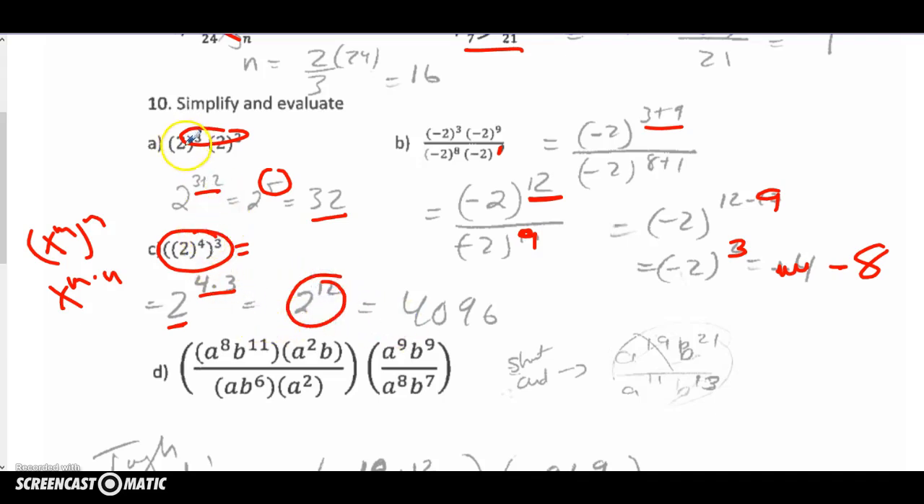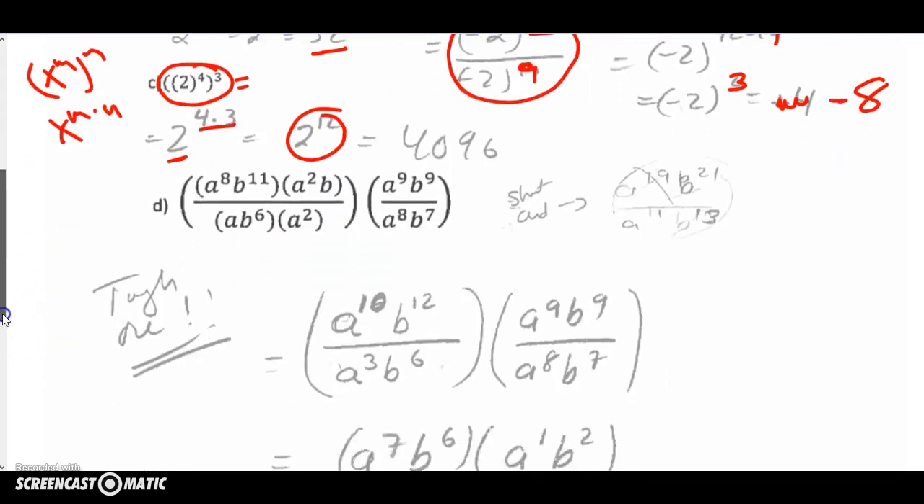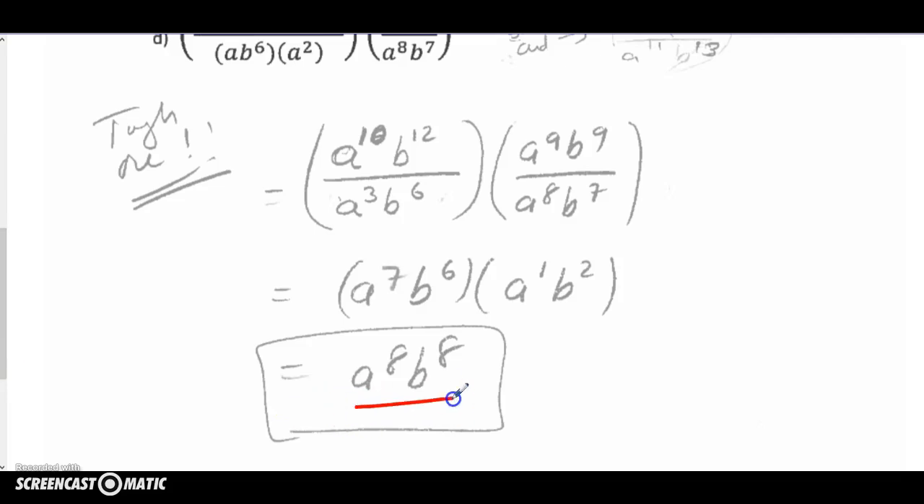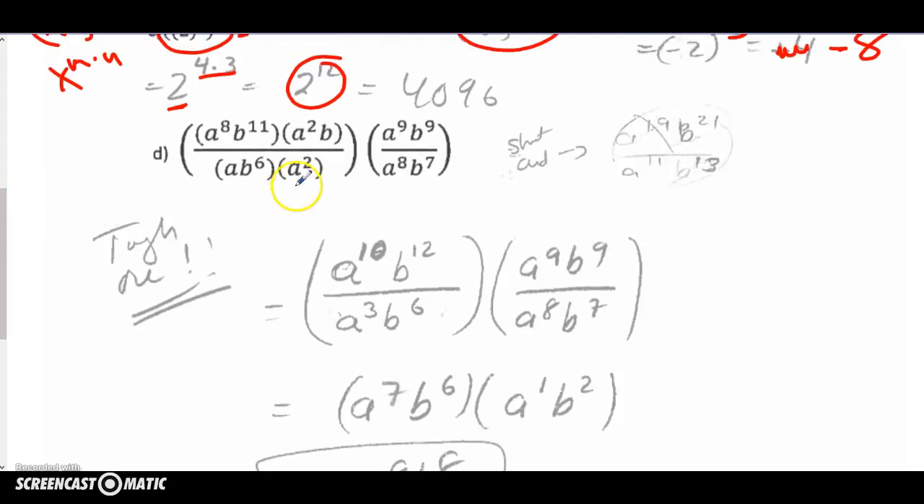So different here. Multiply, you add. Divide, once we get here, divide, you subtract. Power over power, you multiply. Okay, and the last one I think is a great question. Bunch of ways to do it. Try it. This is the answer. A to the 8, B to the 8. Couple ways, like I said, a bunch of ways to do it.